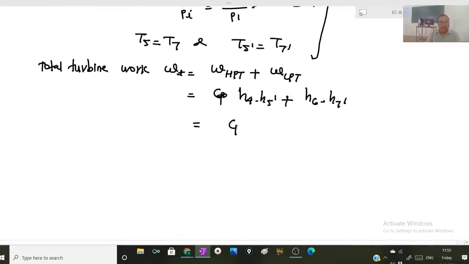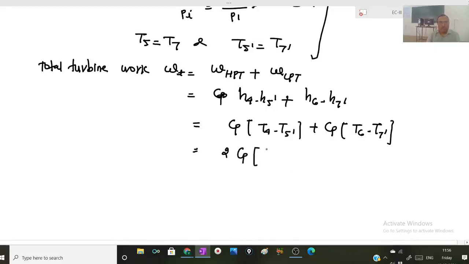Or Cp (T4 minus T5 dash) plus Cp (T6 minus T7 dash). As T4 is equal to T6 and T5 dash is equal to T7 dash, this will become twice of Cp (T4 minus T5 dash), because T4 is equal to T6 and T5 dash is equal to T7 dash.